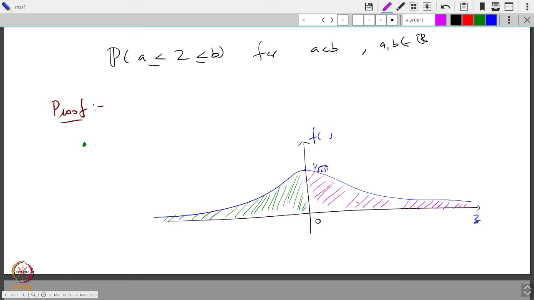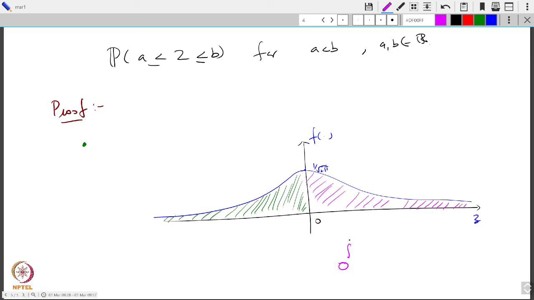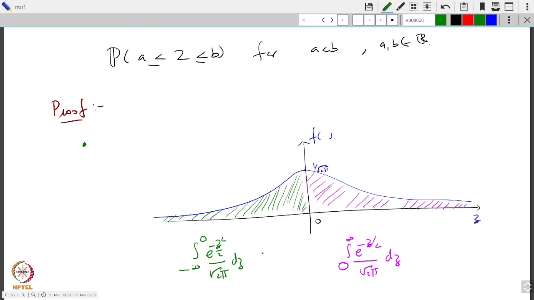But otherwise also, what's the green area, the pink area? The pink area is the integral from 0 to infinity of e to the minus z squared by 2 over root 2 pi dz. That's the pink area, right? And what's the green area? The green area is the integral from minus infinity to 0 of e to the minus z squared by 2 over root 2 pi dz. So these two are equal.